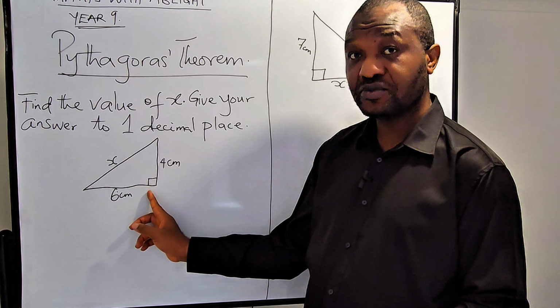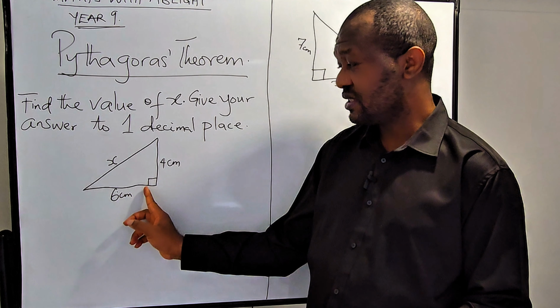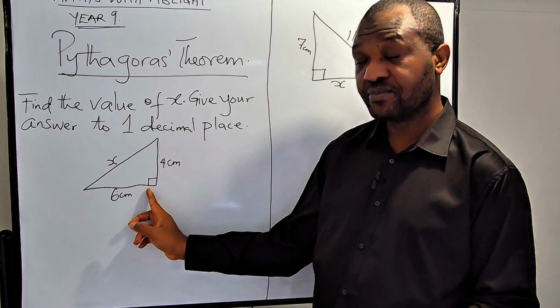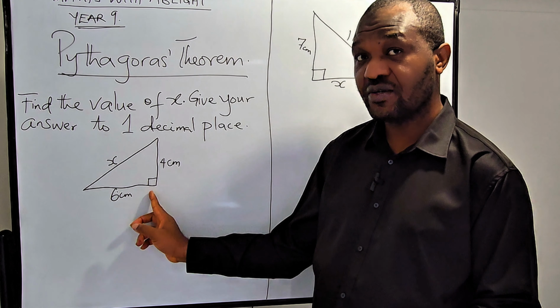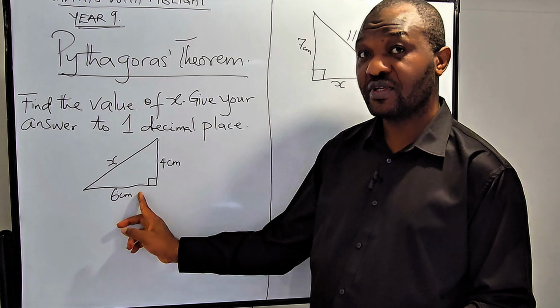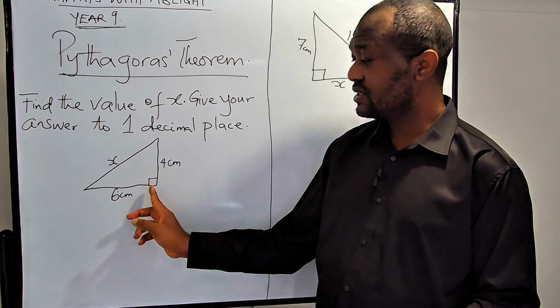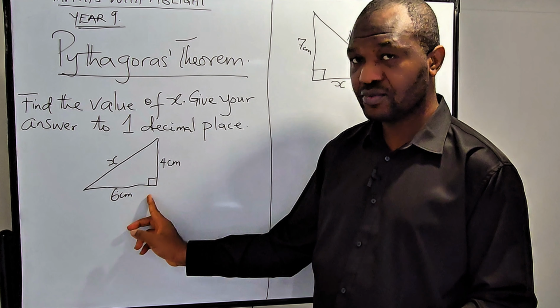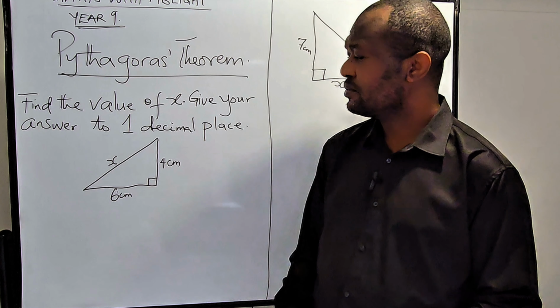How do you know the right-angled triangle? It must have this little box here that shows that this is an angle of 90 degrees. That 90 degrees is what we call a right angle. So the name stems from here, a right-angled triangle.